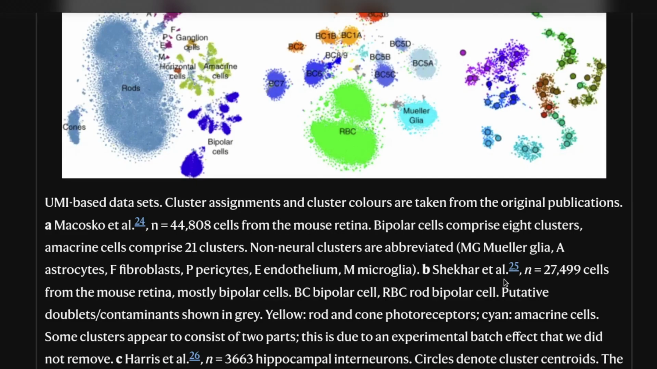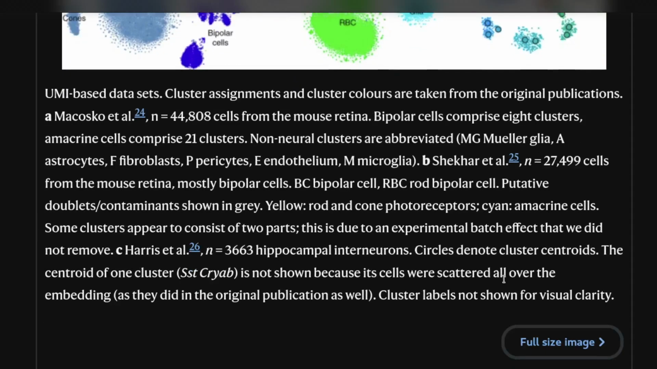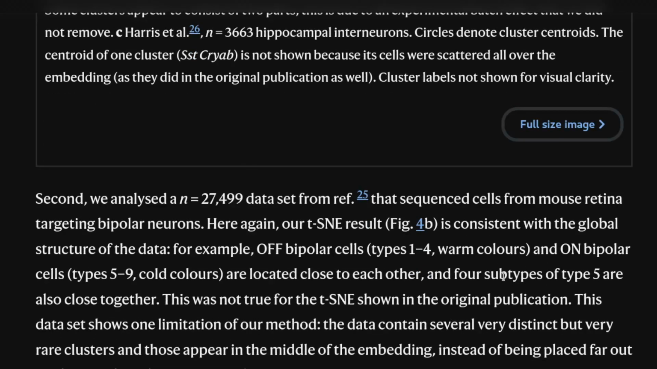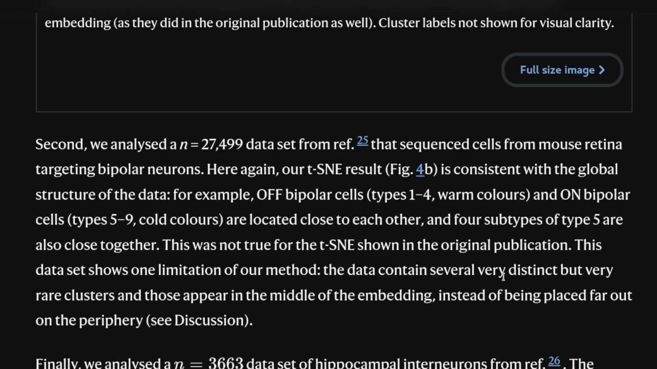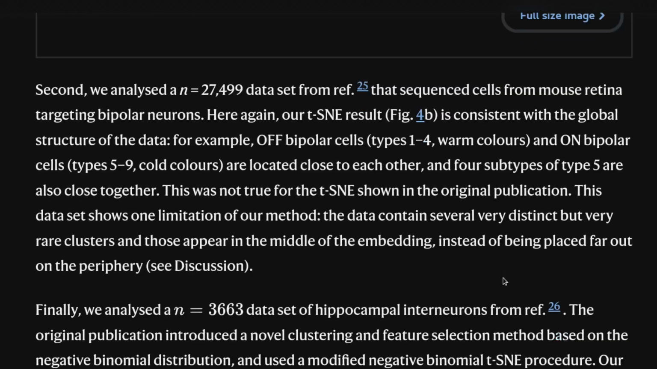Full-size image. Second, we analyzed the N equals 27,499 dataset from Ref 25 that sequenced cells from mouse retina targeting bipolar neurons. Here again, our t-SNE result, Figure 4b, is consistent with the global structure of the data. For example, off bipolar cells, types 1 to 4, warm colors, and on bipolar cells, types 5 to 9, cold colors, are located close to each other, and 4 subtypes of type 5 are also close together. This was not true for the t-SNE shown in the original publication.